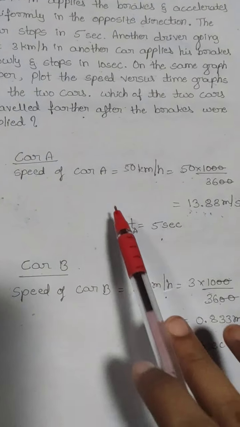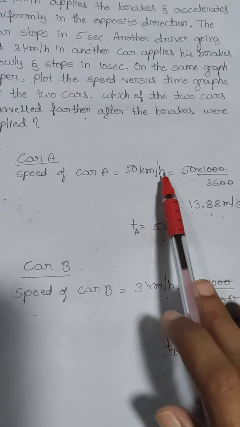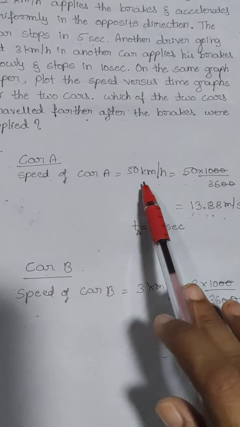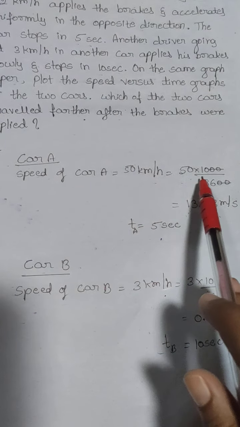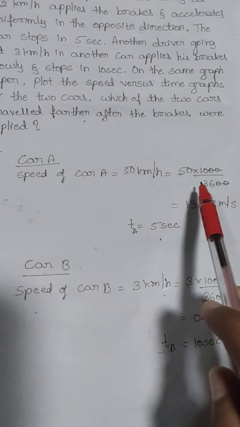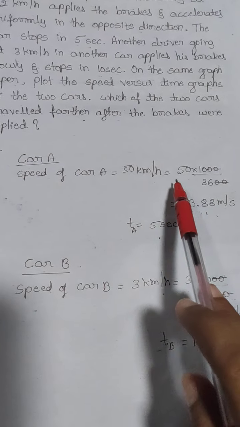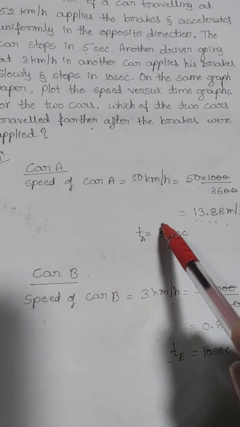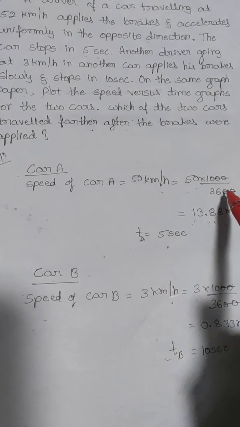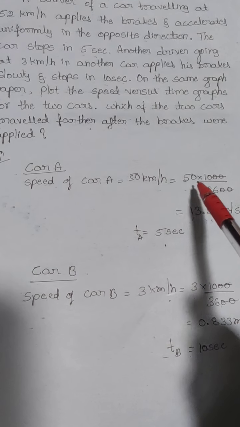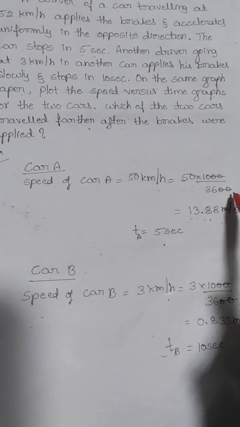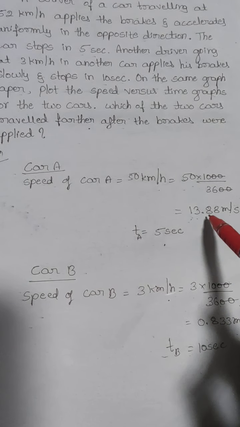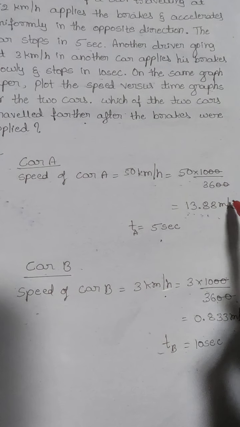So for car A, the speed of the car is 50 km per hour. Here we are converting this 50 km per hour into meter per second, because the given time is in terms of seconds. So 50 into 1000 divided by 3600 is equal to 13.88 meter per second.